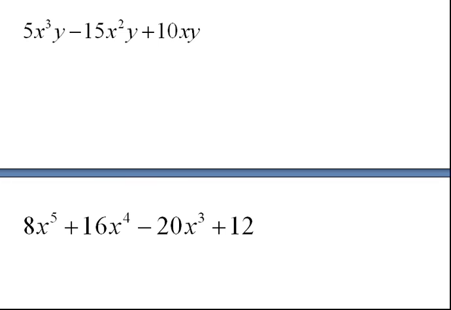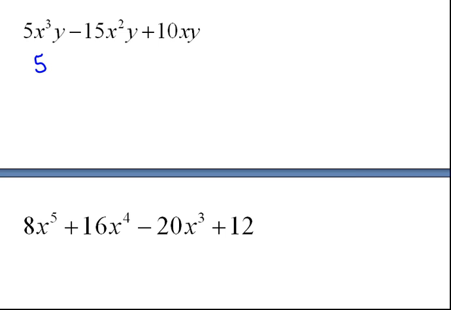Let's do a couple more of factoring out the GCF just to make sure that we have the idea down pat. So in this example, we have 5x cubed y minus 15x squared y plus 10xy. So let's look at what they all have in common to begin with. Between the numbers, we have 5, 15, and 10. Well, each one of these things is divisible by 5, so let's pull the 5 out of there.